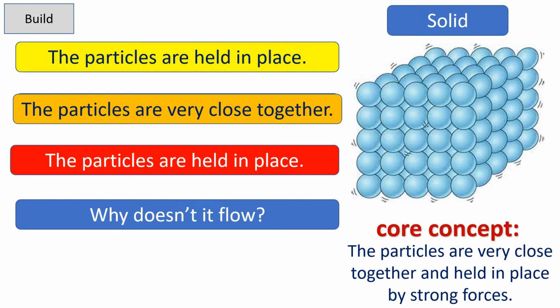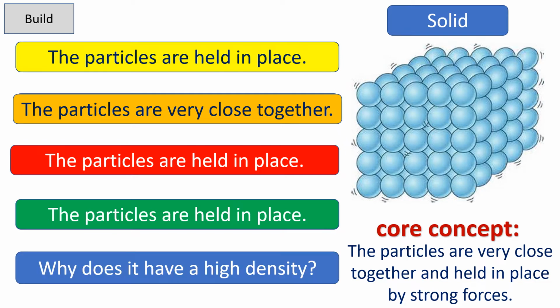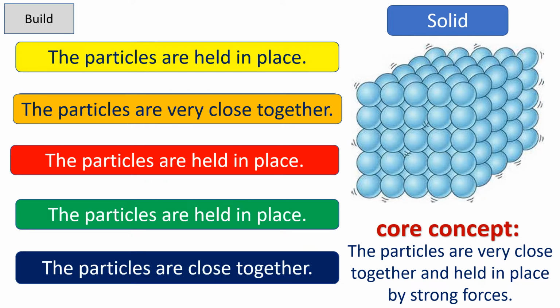So why doesn't it flow? Well, again, it's because the particles are held in place by strong forces. And why does it have a high density? So density is about how heavy it is compared to its size, or you might think of it as how many particles in a given space. And the more particles there are, the denser something is. Well, solids have a high density because the particles are close together. Can you see how that core concept applies to every property we would ask you about a solid?